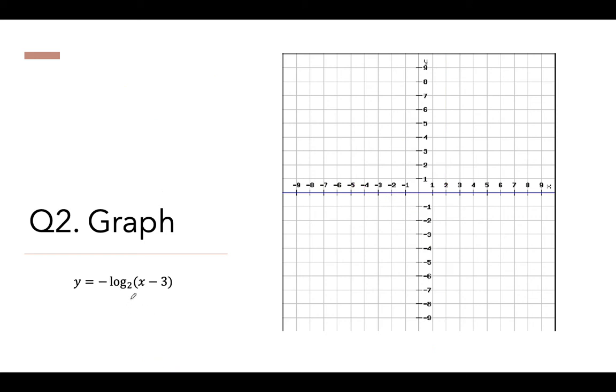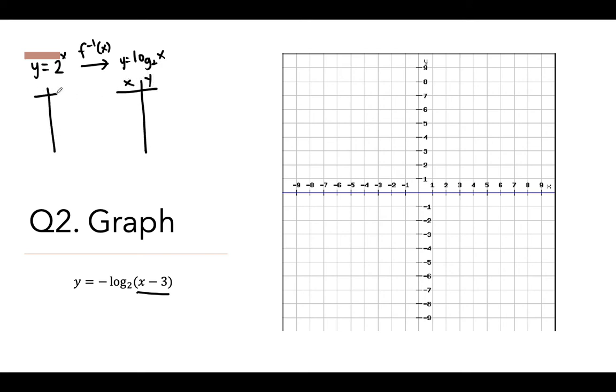Okay, next question. Graph negative log base 2 of x minus 3. Okay, so it seems like I don't have to factor anything. Nothing's in front of x. So again, we know the base is going to be 2. So what I'm going to do is think: if I'm getting y is equal to 2 to the x, I'm going to do the inverse to logarithmic 2x. So how is that going to look?